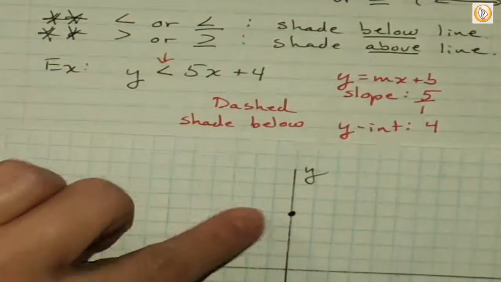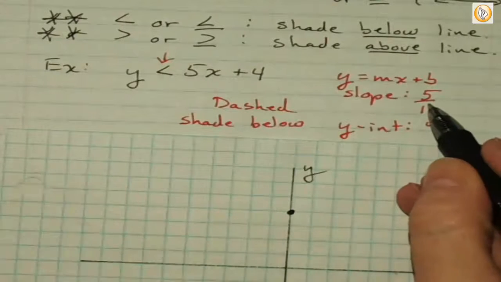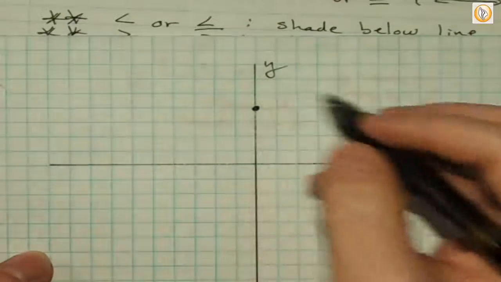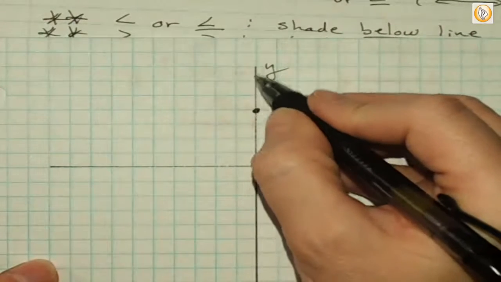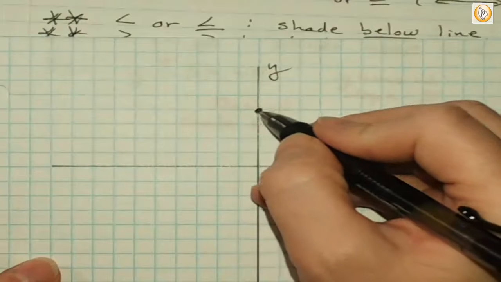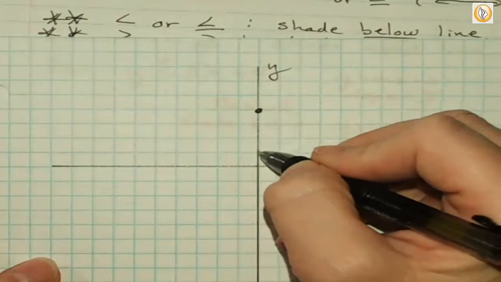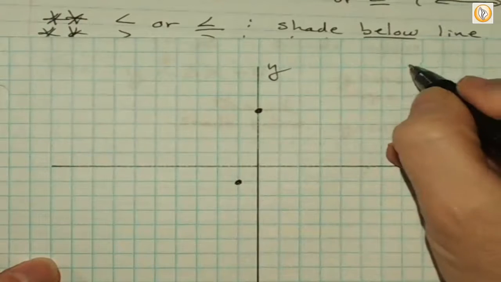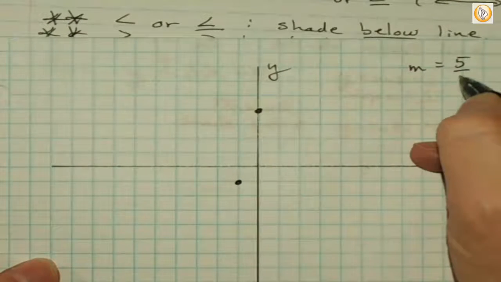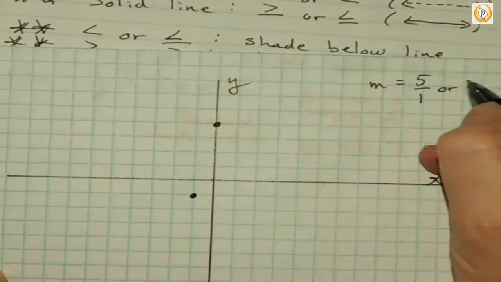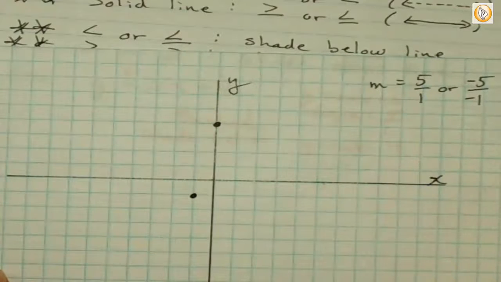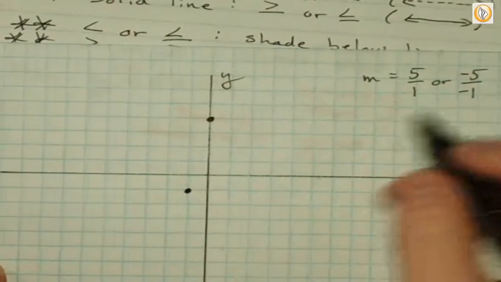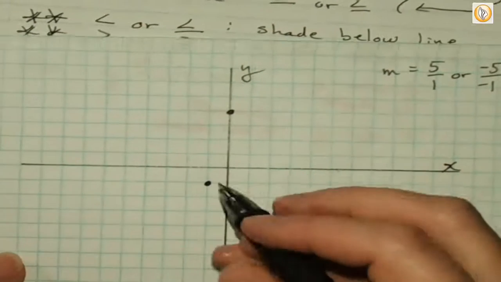All right, then I start at that and I do my slope. It's 5/1. So 1, 2, 3. Oh, I'm losing space, so I'm going to instead go down. 1, 2, 3, 4, 5, and then 1. Wait, remember the slope is 5/1, or you can do -5/-1. It gives you the same thing. Negative over negative gives you positive. As long as they both are negative, you're safe.